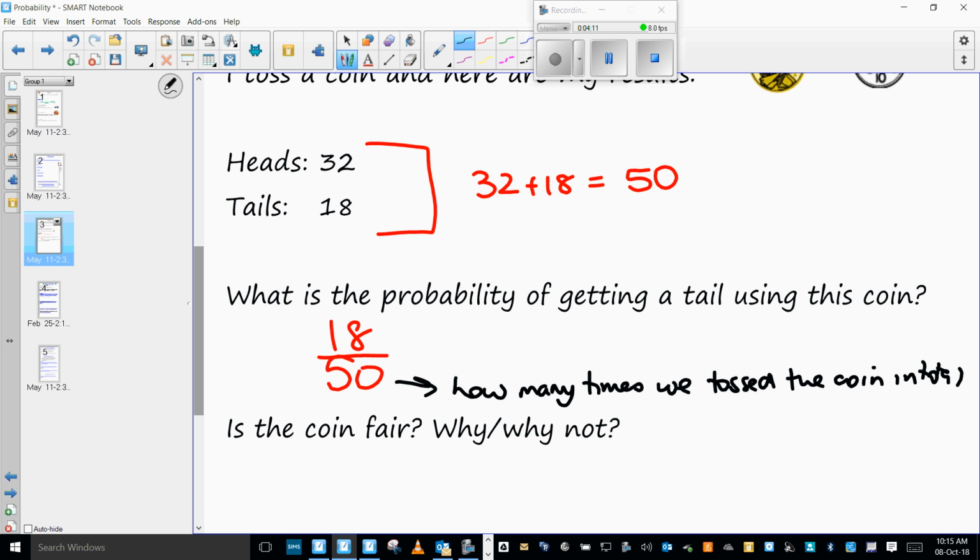And then obviously the probability of getting a tail using this coin, we look to see how many tails we got. Remember, probability is the number of events we're interested in over the total number of events. Okay? So the number that we're interested in over the total. Now, that's written as a fraction. It's the easiest way to do it when we have a situation like this.